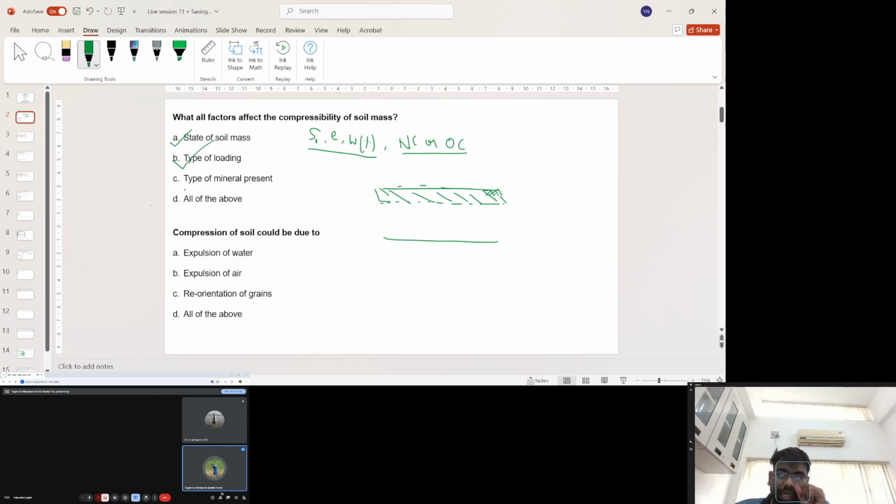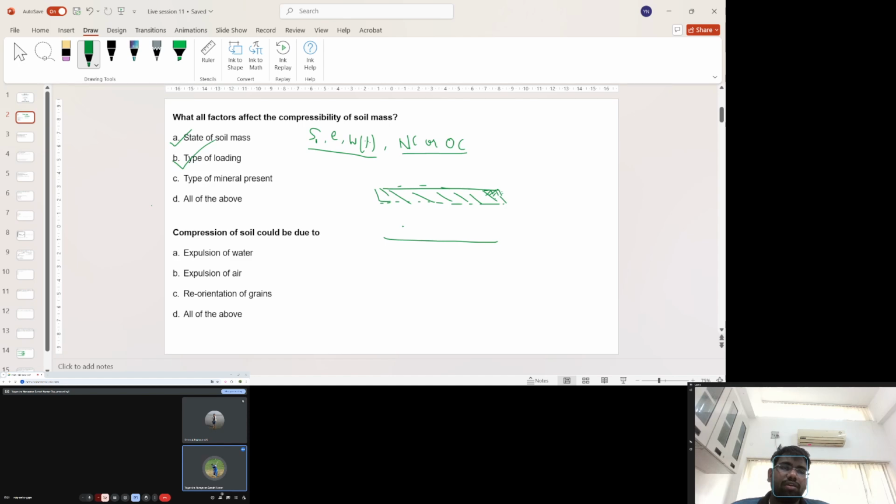And option C is type of mineral present. Type of mineral present, in the sense, if it is a sand, the expulsion of excess pore water will be instantaneous, right?